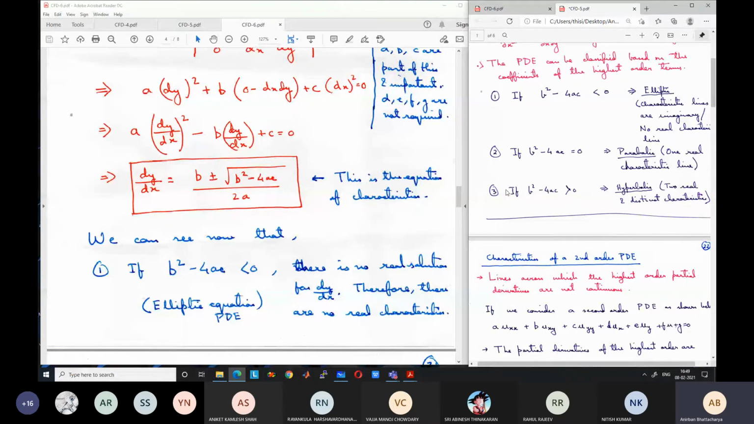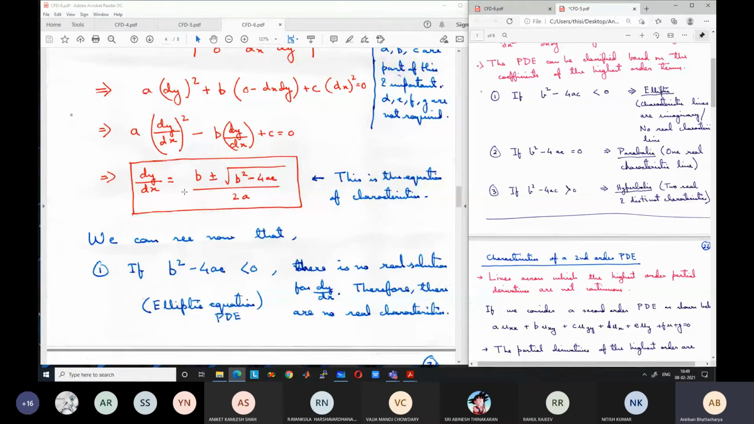So if b square minus 4ac is less than 0, this term is negative, and the root of a negative term is imaginary. So it means that there is no real solution to this equation, because this is an imaginary term. You get a complex number, so you do not get any real solution, and you do not get any real equation for a characteristic line. So there is no real solution for dy/dx, therefore there are no real characteristics. That's why for this type of equation there is no real characteristic. We call this an elliptic PDE. We will not go into the nomenclature.